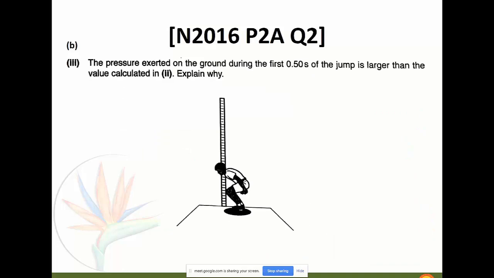The pressure exerted on the ground is larger when... Part 3 is a new question. Now pressure was 12,000 Pascal. What this question is asking is what? At which position is it talking about? Can someone tell me?